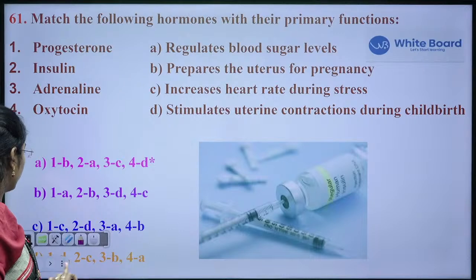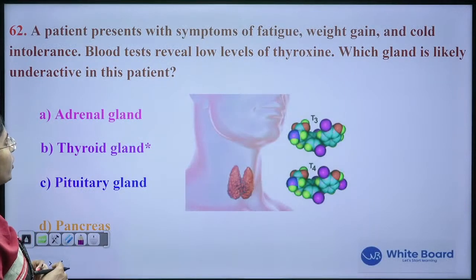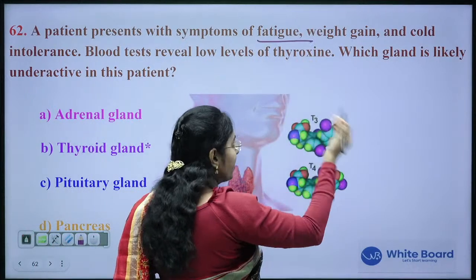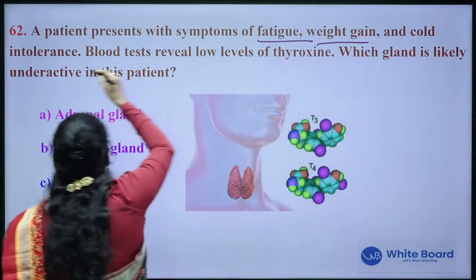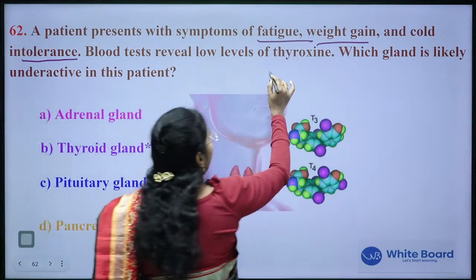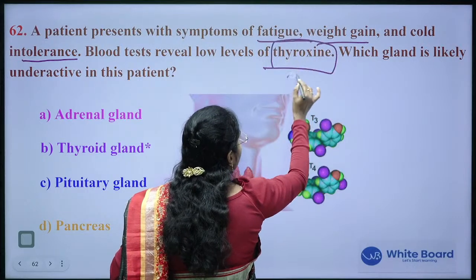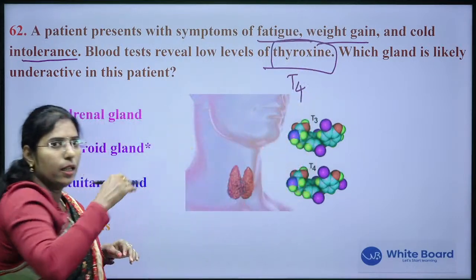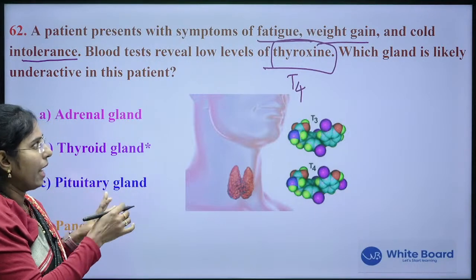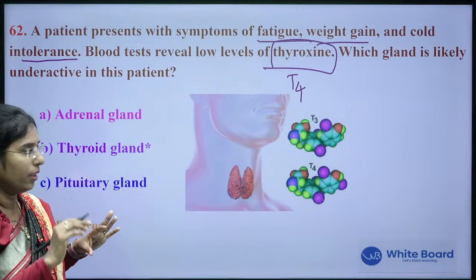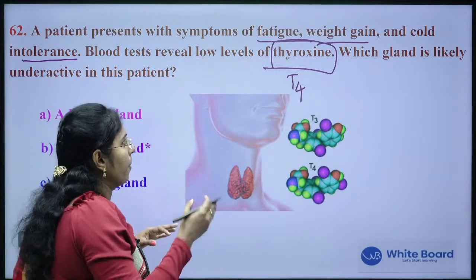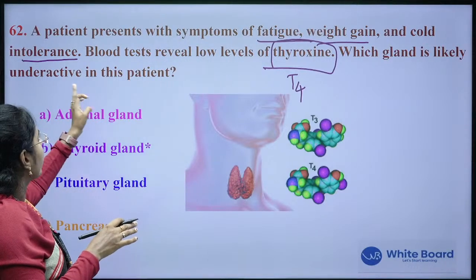Coming to the next question. A patient presents with symptoms of fatigue, weight gain and cold intolerance. Blood tests reveal low levels of thyroxine. Thyroxine is nothing but T4. Generally T3 and T4 are produced by the thyroid gland, and they are mainly responsible for the normal metabolic growth of a person. So which gland is underactive in this patient?